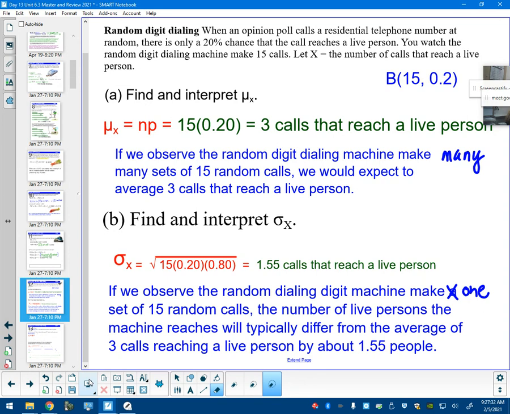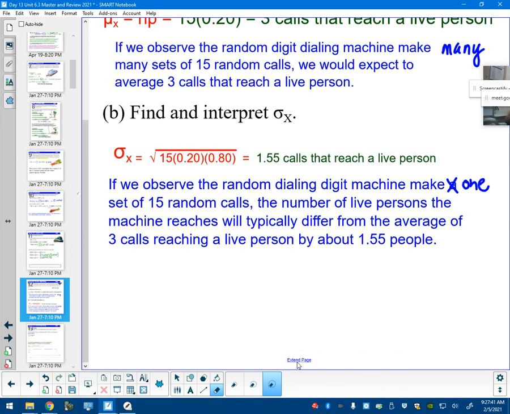If you observe the random digit machine making 1 set of 15 random calls, then the number of live people that you would expect to reach is going to differ from the average of 3 up above by about 1.55 people. So make sure you have that down correctly.